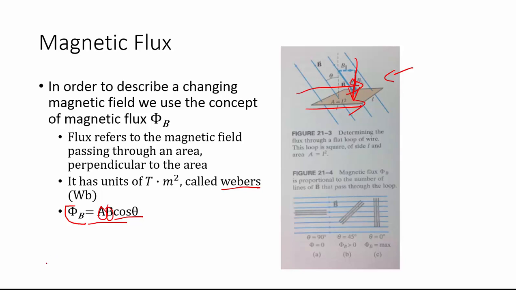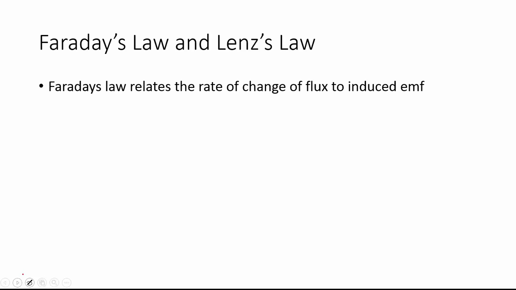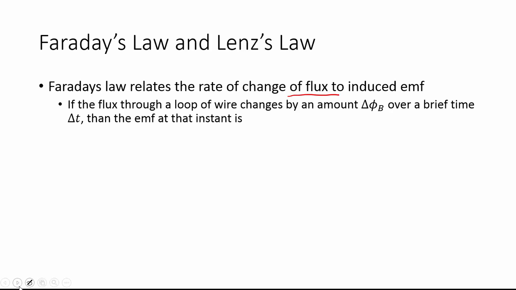Once we know magnetic flux, then we can calculate the induced EMF using Faraday's law. Faraday's law relates the rate of change of flux to an induced EMF. So remember, that flux has to change in order to get an electromotive force. If there is a constant flux, if the magnet's stationary, the coils are stationary, if there's no relative motion between them, then we get no current. So, Faraday's law simply says if the flux through a loop of wire changes by an amount, delta phi B, over a brief time, delta t, then the EMF during that change is given by EMF equals the change in flux divided by the change in time.